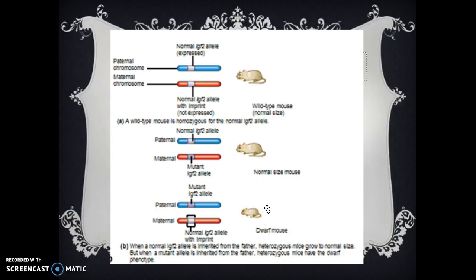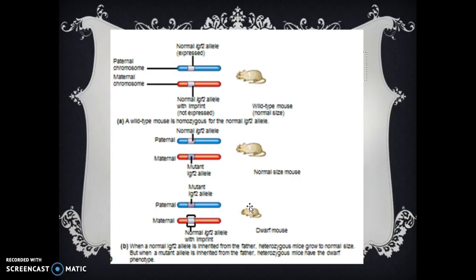IGF2, better known as insulin growth factor 2, was one of the first imprinted genes that have been discovered. In this particular gene, only the paternal chromosome is expressed, and the maternal gene is always inactivated. So here is a mouse. This happens to be, well, I guess it doesn't matter if it's male or female, because this mouse will get a chromosome from its dad, and it will get a chromosome from its mom, and the IGF2 allele from this mouse's mother will always be silenced, and the one it gets from dad will always be expressed.